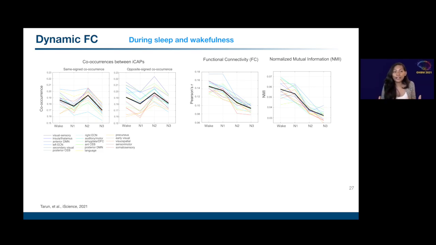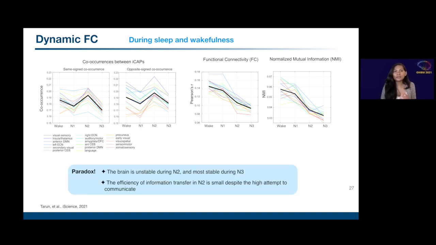So what we observed in this recent work of ours is that there seems to be a paradox: the brain is very unstable during stage 2 and very stable in stage 3. Even though there is a high attempt for these networks to communicate during stage 2, the efficiency of information transfer is still small. And this is reflected by the functional connectivity and the normalized mutual information. So this is a very important finding that would have otherwise been missed if we used static functional connectivity, which just looks at the average behavior of the signal at each stage of sleep.